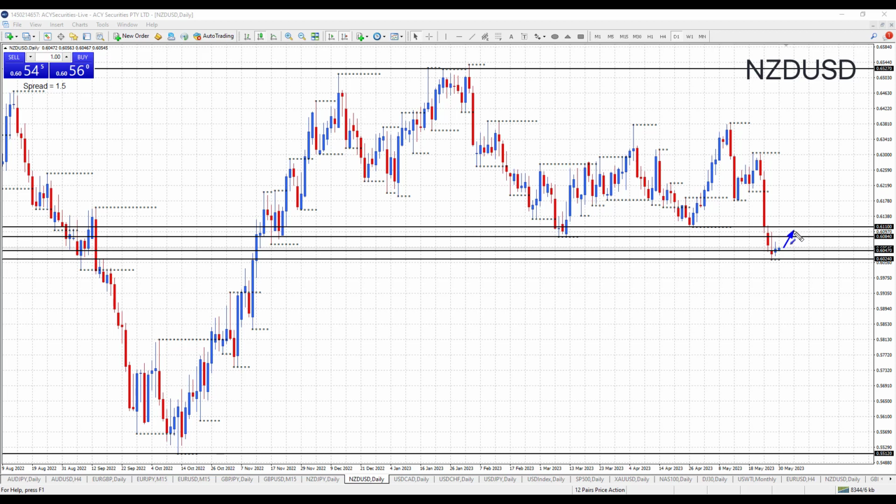Broken support becomes resistance for then a move down to test and challenge 60.24 day support, and can we move below that level this week?